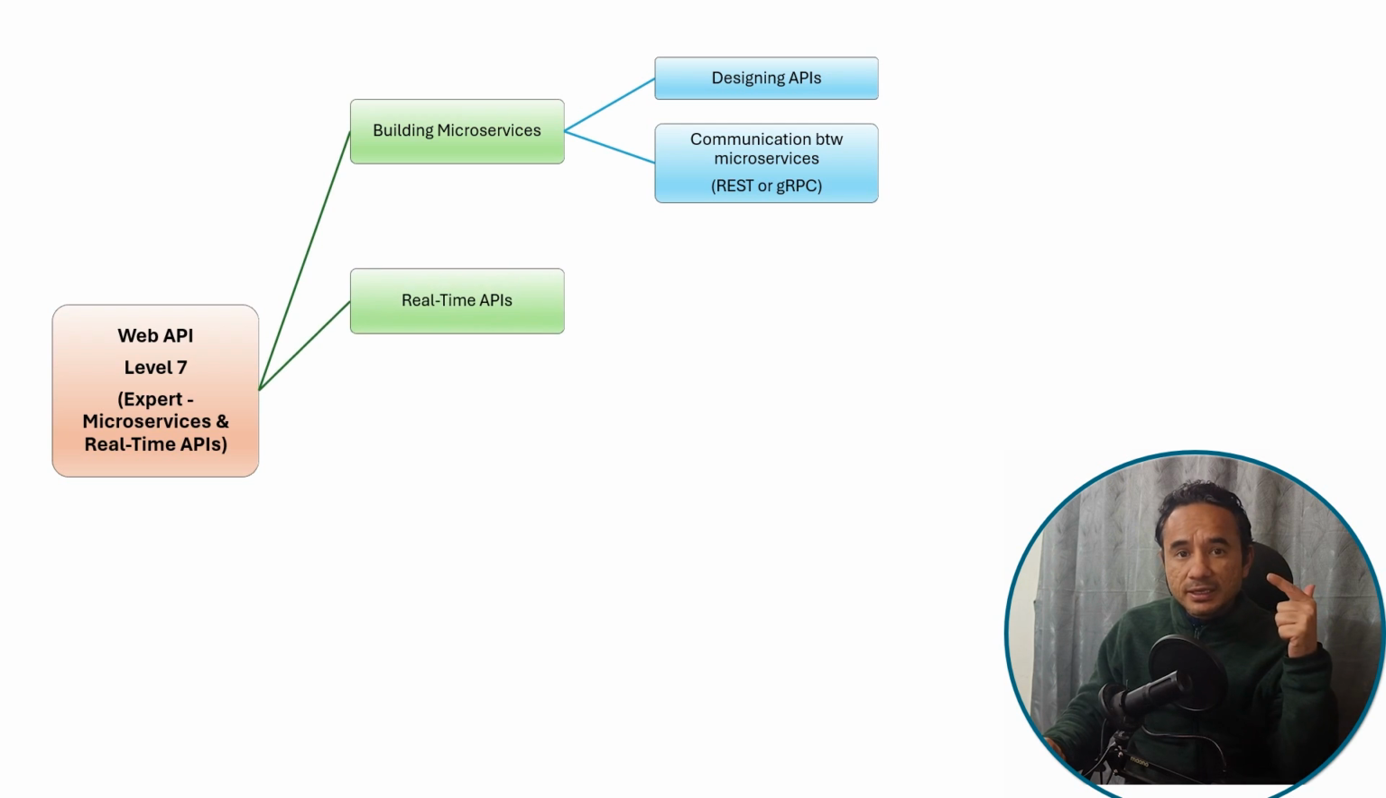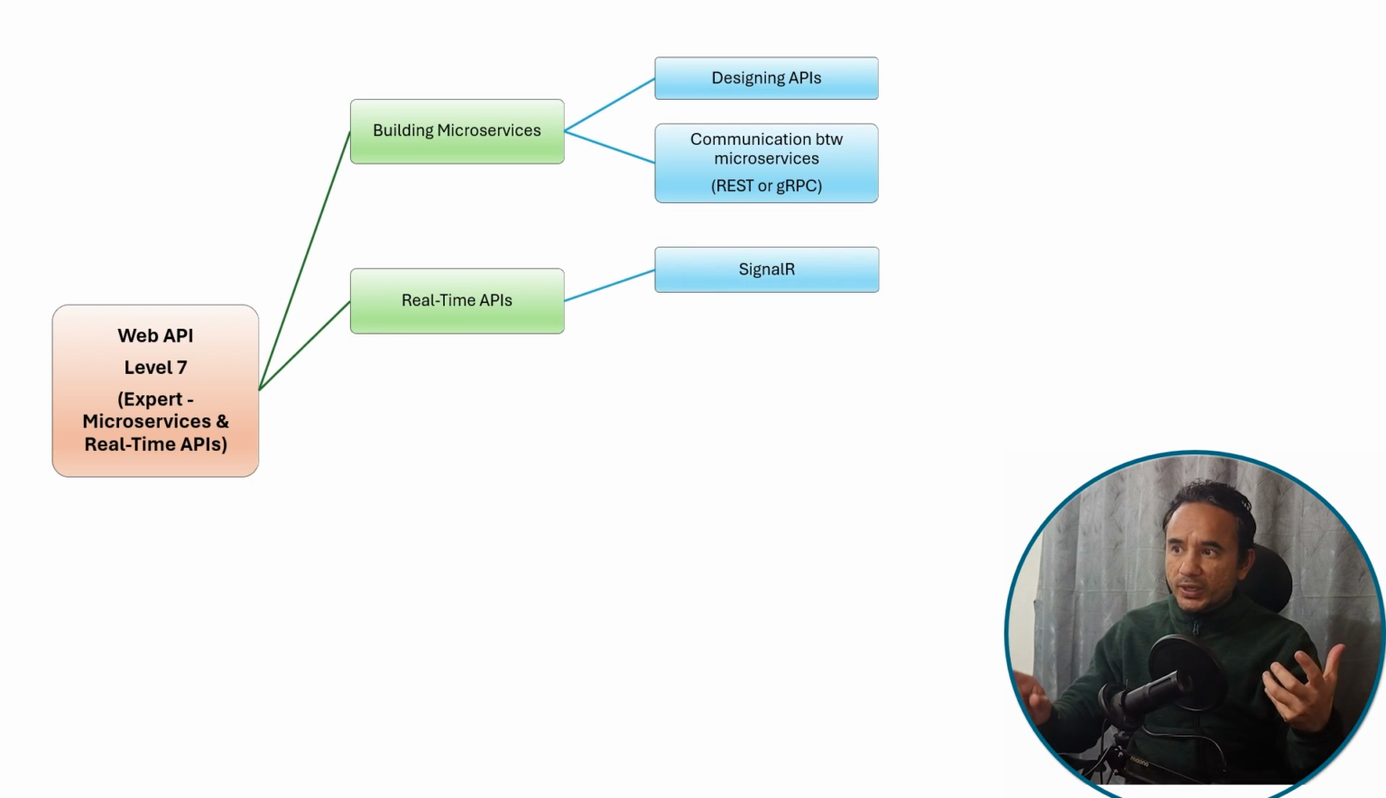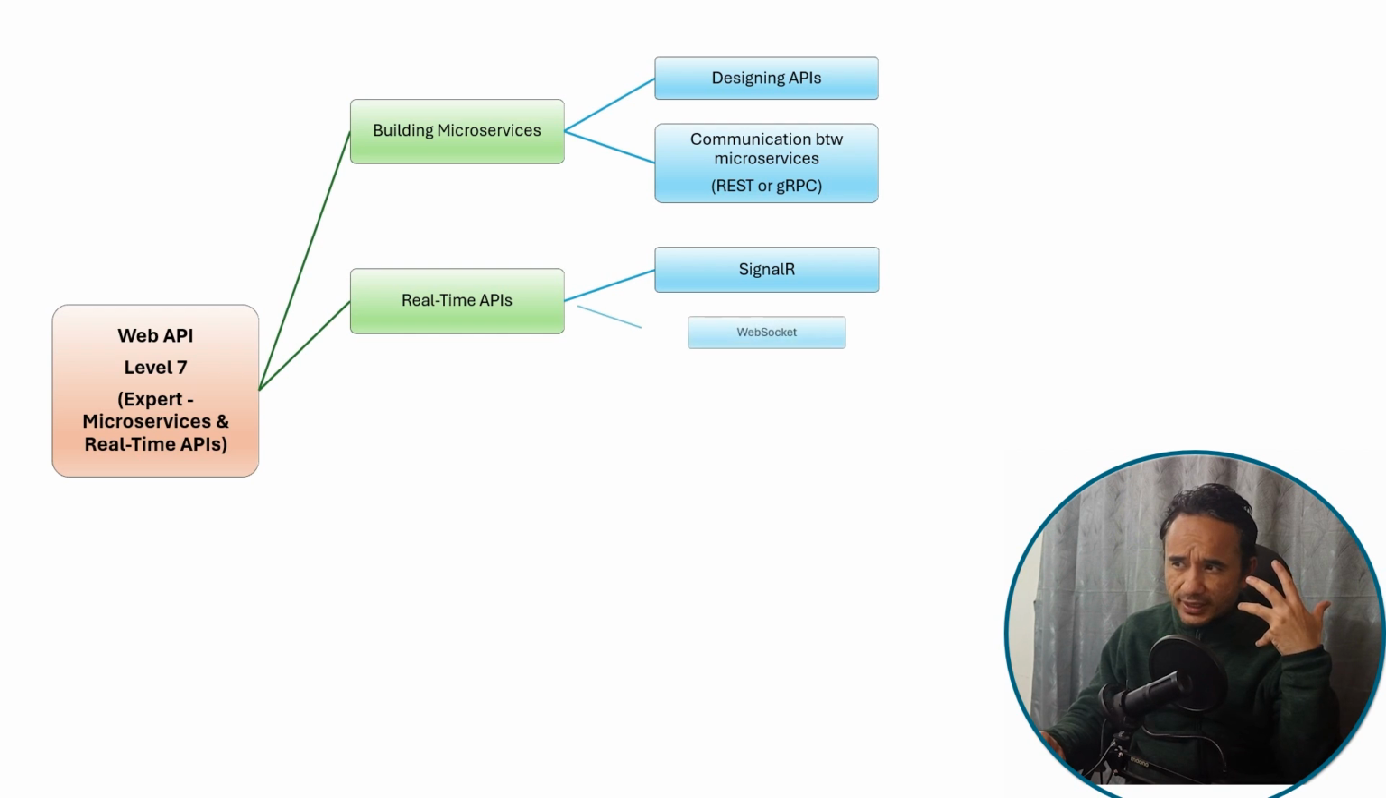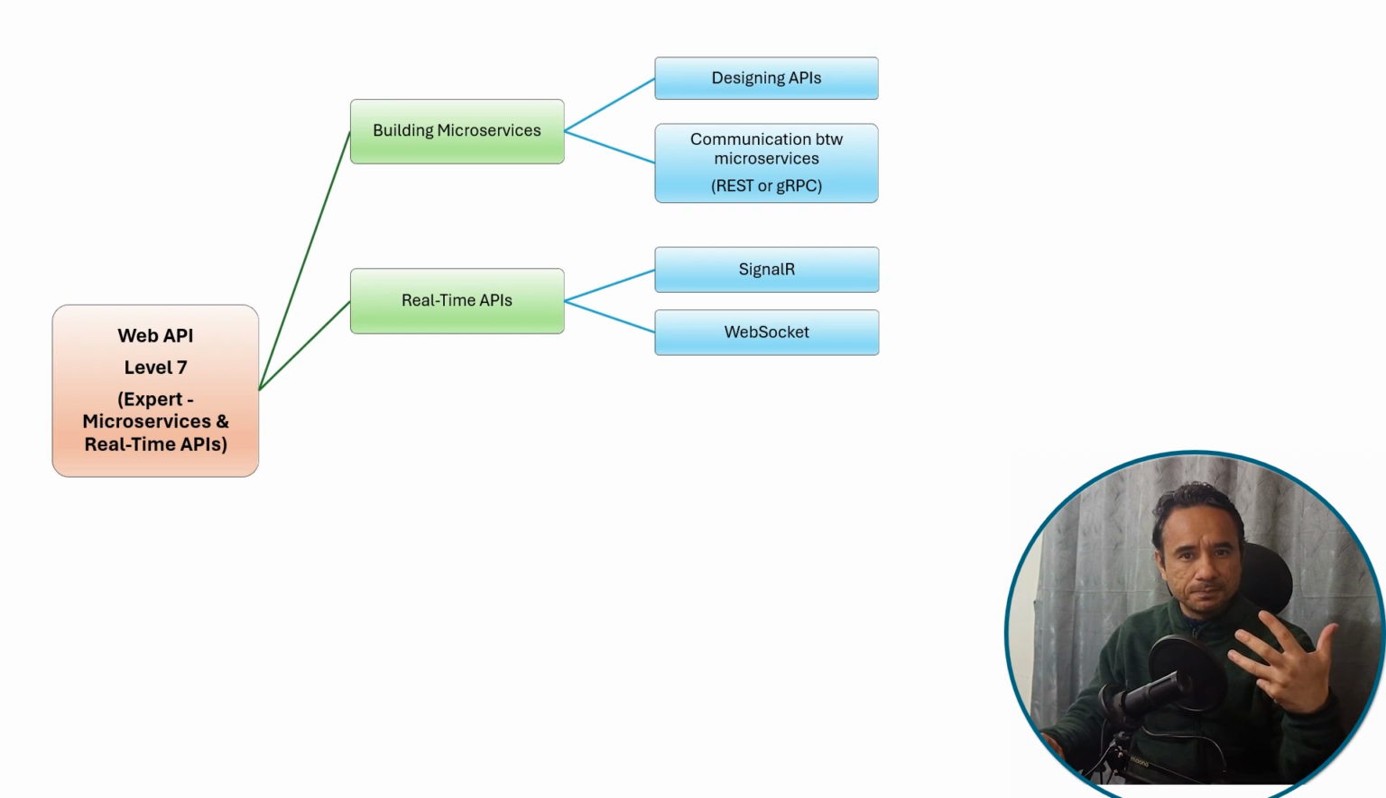Next, you can learn building real-time APIs, meaning applications with real-time messaging, like chat applications. Here you can use SignalR to send instant updates to clients, such as notifications. Also you can learn WebSocket for low latency, fast applications.